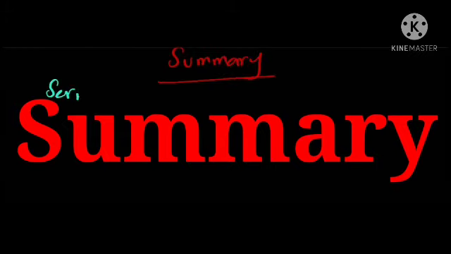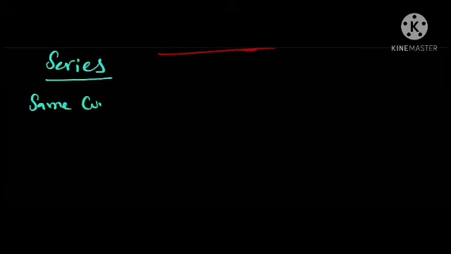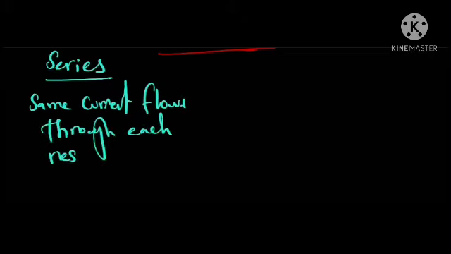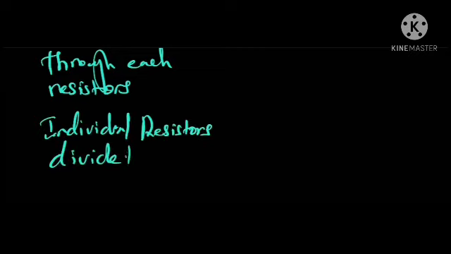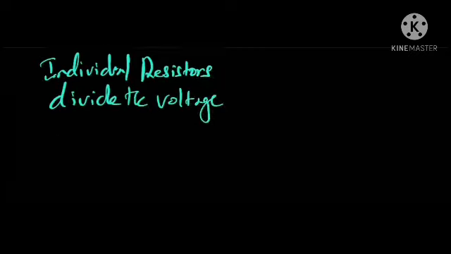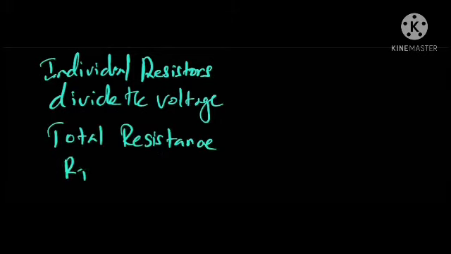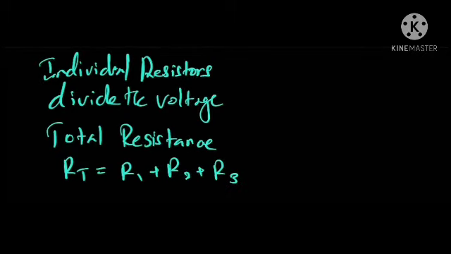So the summary is, for series, the same current flows through each resistor in series. Individual resistors in series do not get the total source voltage but divide it. The total resistance in a series circuit is equal to the sum of the individual resistances, Rn equals R1 plus R2 plus R3 plus up to Rn.